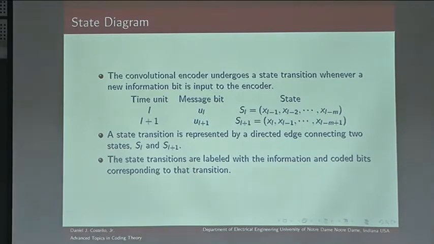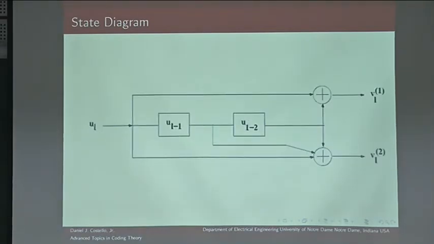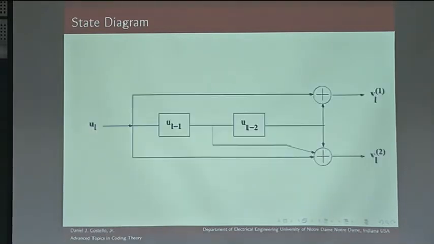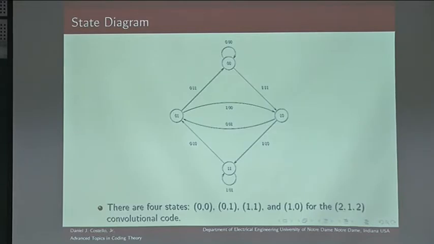A state transition is represented by a directed edge connecting two states. I'll go through this quickly because it'll be easier when we look at the example. The transitions are labeled with the information bit that caused the transition, this message bit, and the coded bits that come out of the encoder as a result of that transition. So here's our same little example, and here's the state diagram, which we can derive by looking at the encoder.